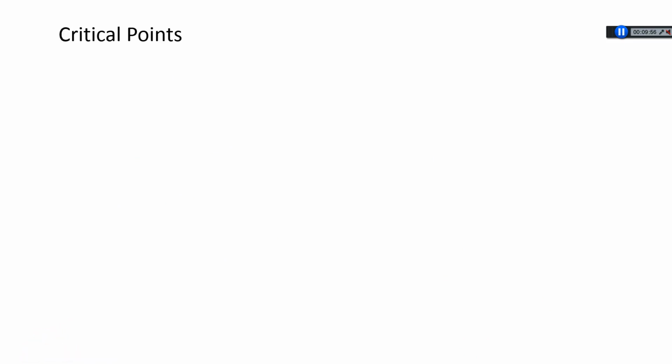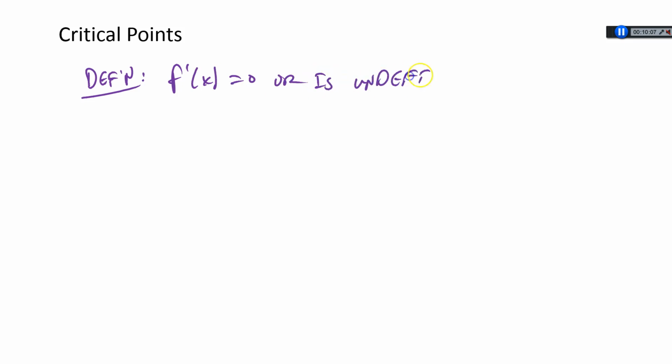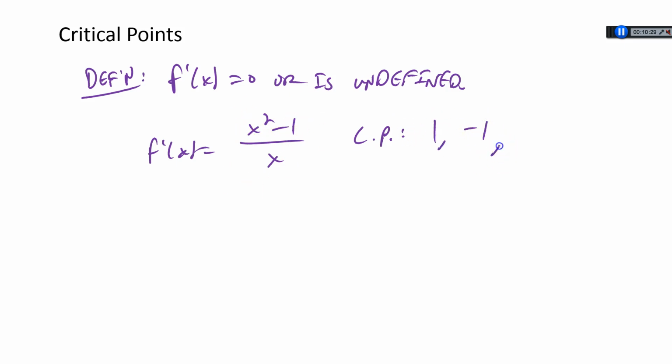All right, critical points. The definition of a critical point is where f prime of x equals 0 or is undefined. For example, let's say you have some function where f prime of x is equal to (x squared minus 1) over x. Your critical points are going to be things that make it 0 or undefined. So it's 0 at plus and minus 1. So 1 and negative 1 both make this derivative 0, and 0 makes it undefined because it makes the bottom 0.